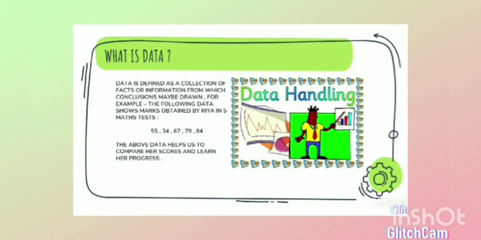For example, here the marks obtained by Ria in 5 maths tests are given: 55, 34, 67, 79 and 84. From this data, we can compare the scores and also we can learn about her progress.